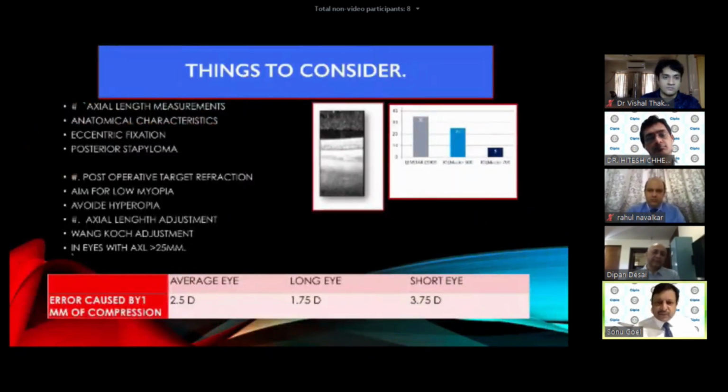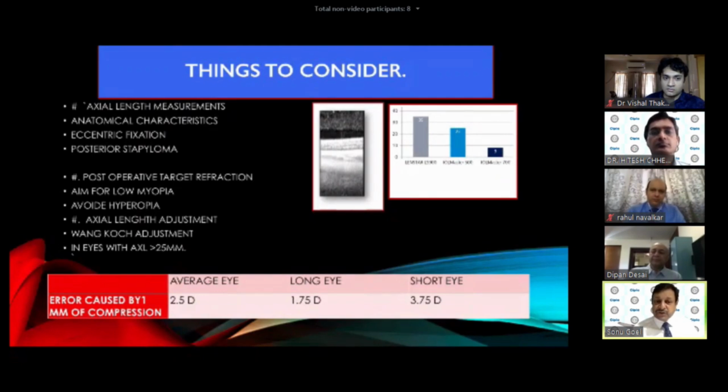There are certain things to be considered when you go ahead. The axial length measurements and the anatomical characteristics are very important. You have to check whether the fixation is central. It should never be an eccentric fixation. You should rule out posterior staphylomas. All these modern OCTs give you a glimpse of the retina where you can detect whether there is any retinal pathology present or not. And hence, you can also check the fixation on the fovea.